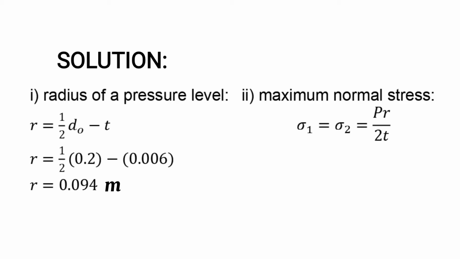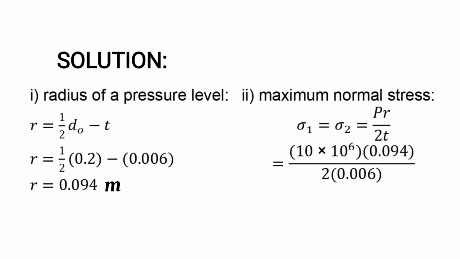The next thing that we're going to do is find the maximum normal stress. The stress 1 is equal to the longitudinal stress, which is PR over 2T. Now we substitute the following values: the pressure, 10 MPa, the radius, 0.094, and the thickness, 0.006. Calculating the equation, we get our working stress of 78.33 MPa.